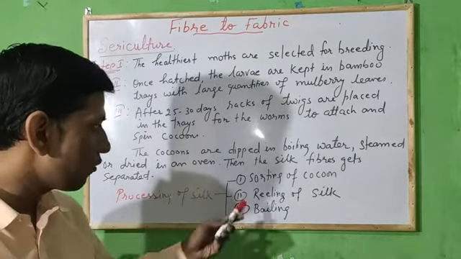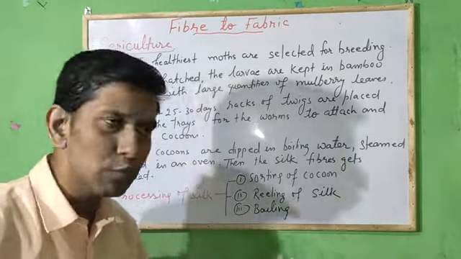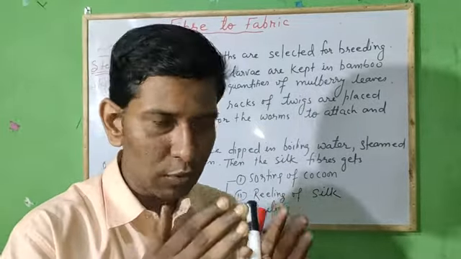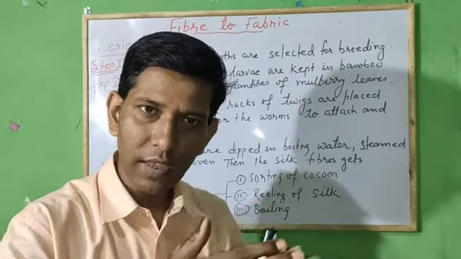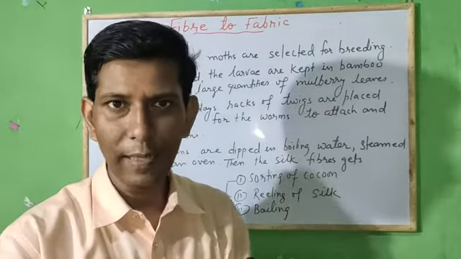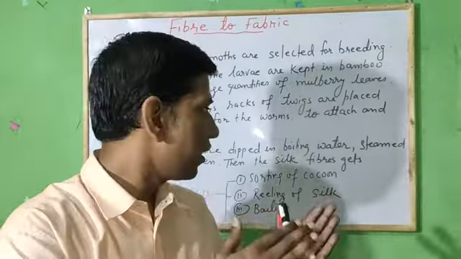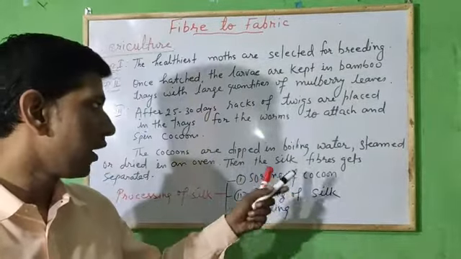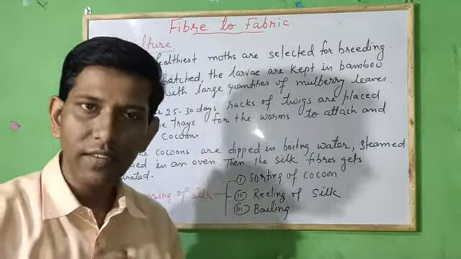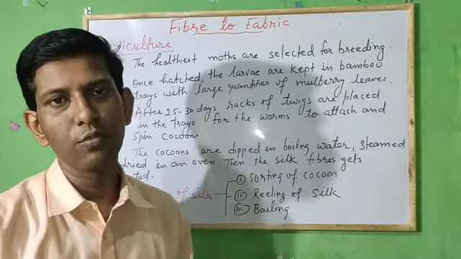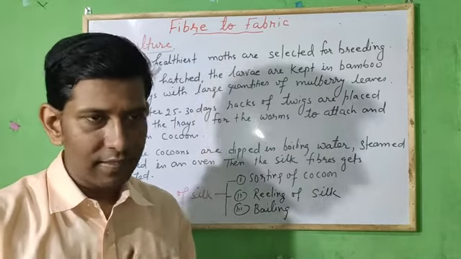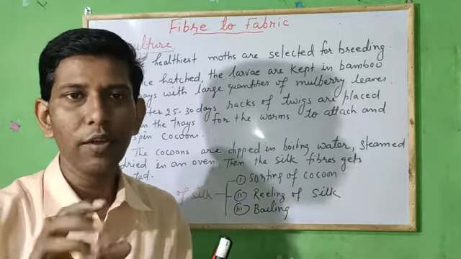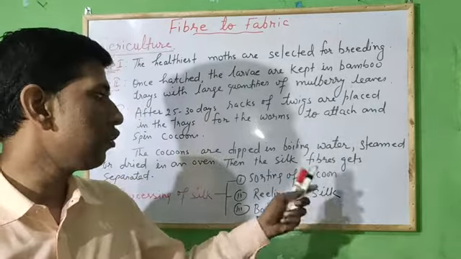In processing of silk, we have 3 steps. The first is sorting of cocoons. Sorting of cocoons means what? Separating whatever cocoons we have based on their color, size, shape, and texture. After that, the reeling of silk, or silk filament, is done. What is this? This is the process of removal of silk thread from the cocoon. This is called reeling of silk.